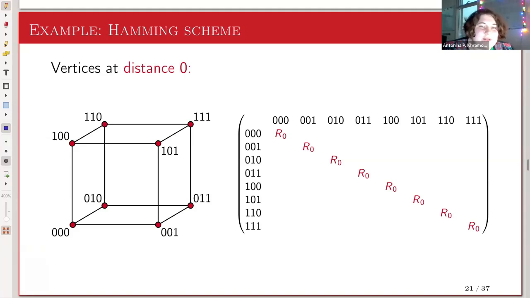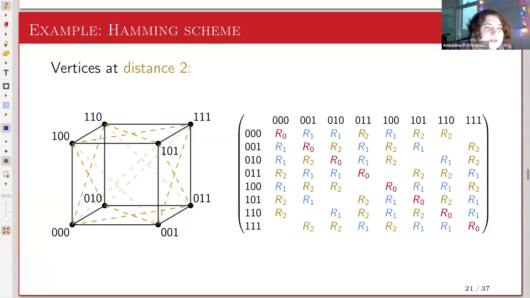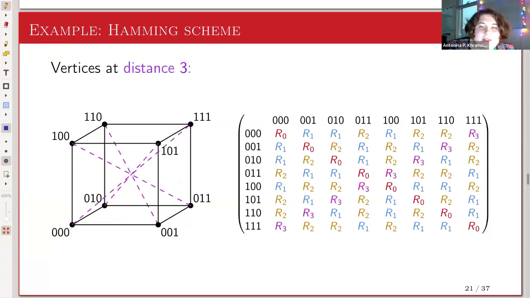So R0 is just the relation of vertices being by themselves at distance 0. The R1 corresponds to the edges. R2 are just for vertices at distance 2. And there are 4 pairs of vertices at distance 3 in the cube. So here they are in the association scheme.